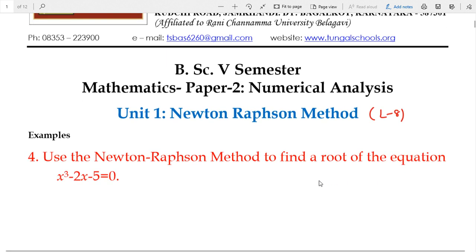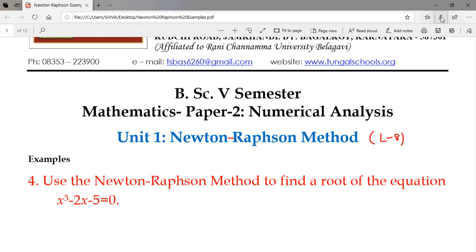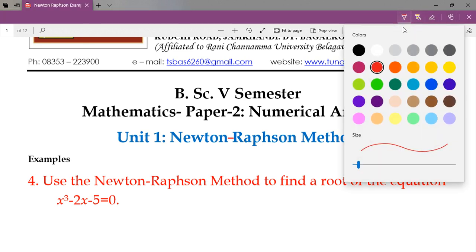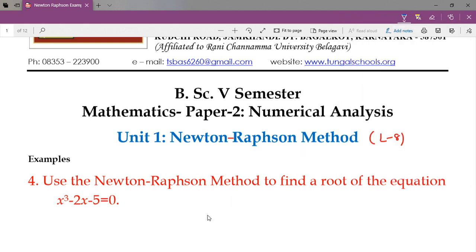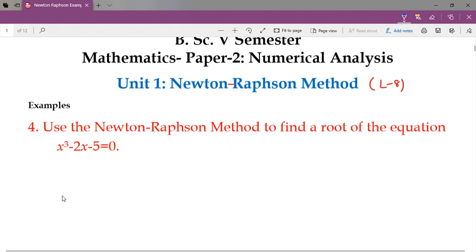Okay. So in the last lecture, that is lecture 7, we have seen the Newton-Raphson method and a few examples, and we have seen the graphs of basic functions. Now let us continue with the fourth example, that is, use Newton-Raphson method to find the root of the equation x cube minus 2x minus 5 equal to 0.